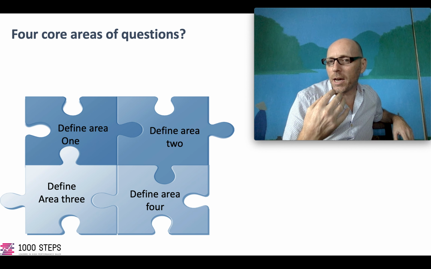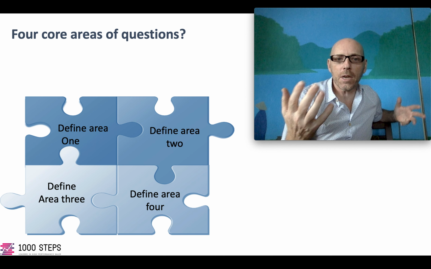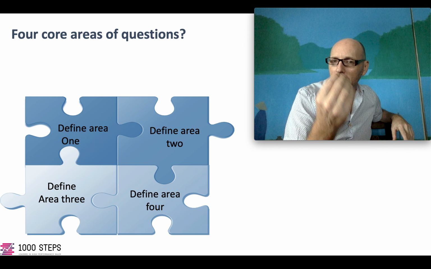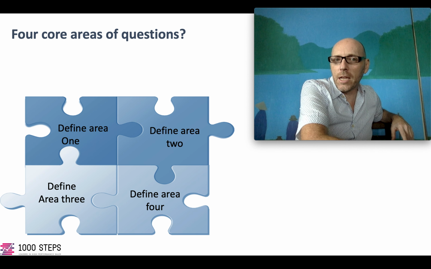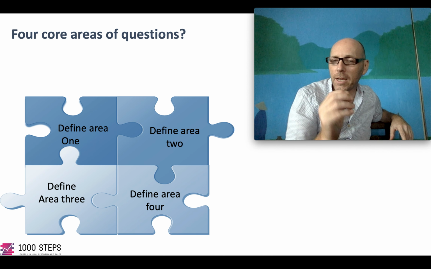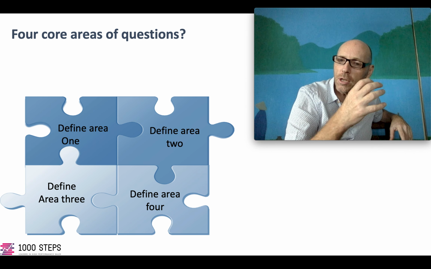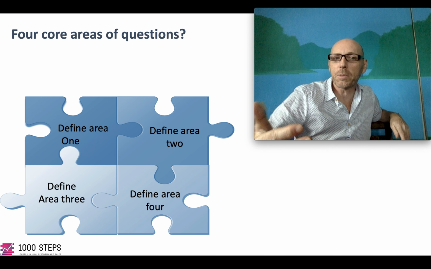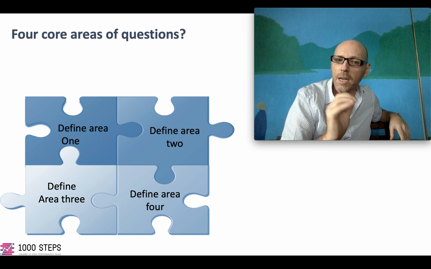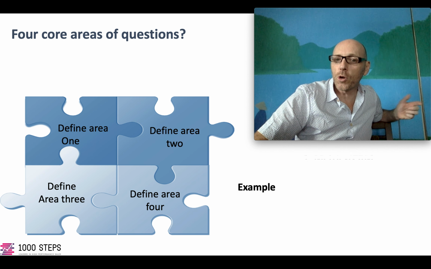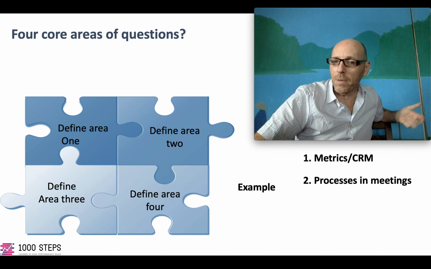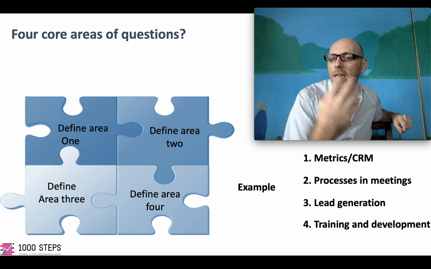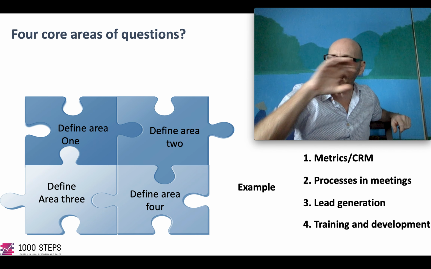So, for example, I'm selling equipment that analyzes the air and the air quality. So I'm looking at equipment that the client is using, right? So that's one thing. How they do their metrics and monitoring the tracking, yeah, right? How they engage with the government from a safety perspective. So there might be four core areas there, yeah, that you can help with. For me, the four core areas are metrics and CRM, processes and meetings, lead generation, and training and development. So there's four core areas that generically covers my world.